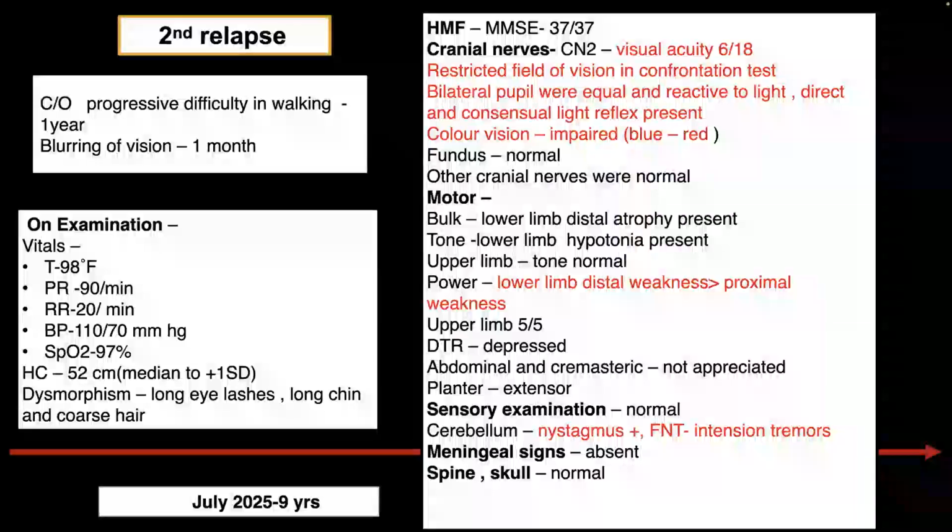This time he had lower limb weakness. Distal weakness was more than proximal weakness. And on cerebellum, nystagmus was present and intention tremors were still present.